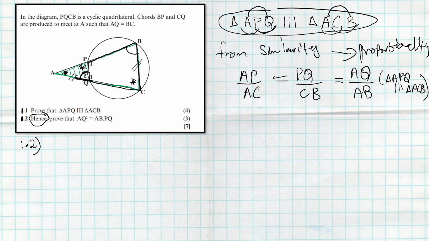So that's it. From similarity, you move to proportionality. And how do you do it? You use the letters: AP over AC is equal to PQ over CB, which is equal to AQ over AB, like that. Okay, so now it's going to be easy for you to prove the thing that they want you to prove. You just need to check which sides are needed in the statement that I have to prove.